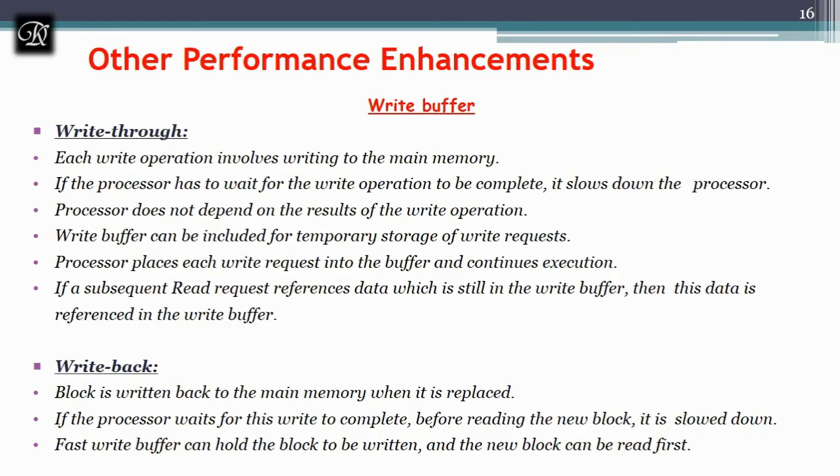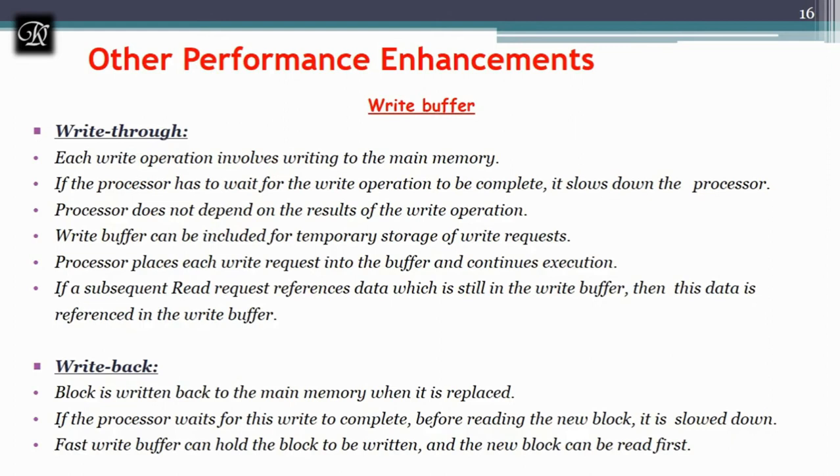If a subsequent read request refers to data which is still in the write buffer, then this data is referenced in the write buffer. If it is available in the buffer, then it can be accessed faster than if it is in the memory.